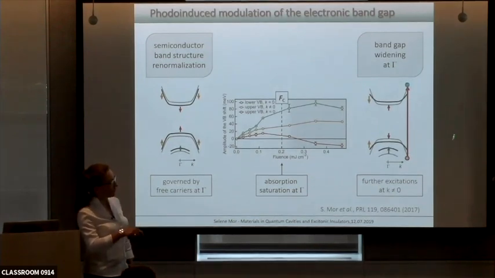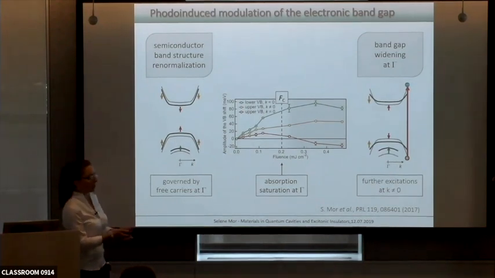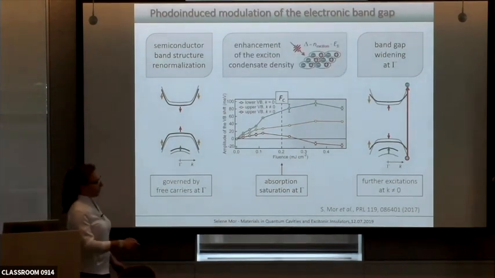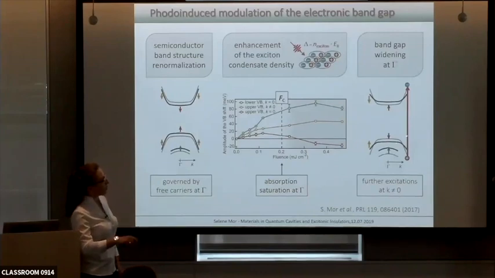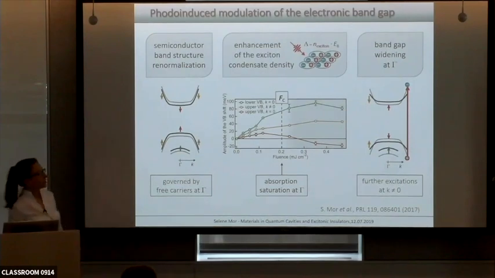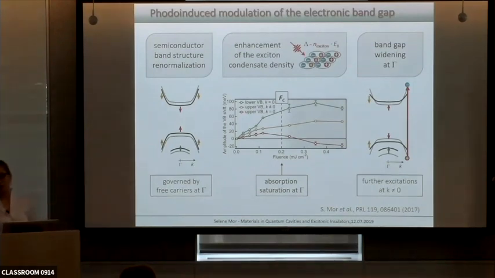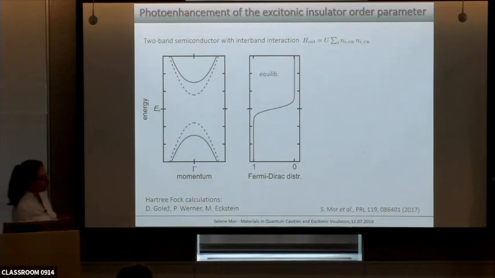Interestingly, this transition at large momenta is creating a non-equilibrium population across the upper valence band and the lower valence band, which are supposed to be excitonically coupled. So our idea was, why shouldn't this mechanism be the dominating one, particularly responsible for an increase of the condensate densities upon photoexcitation, which allows us to transiently enhance the order parameter connected to the excitonic phase.